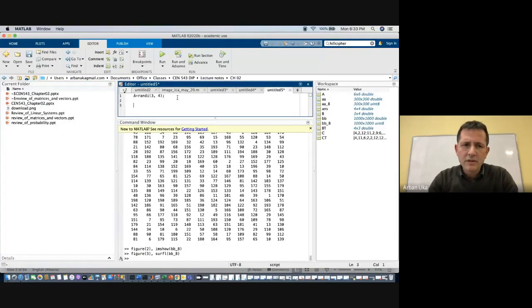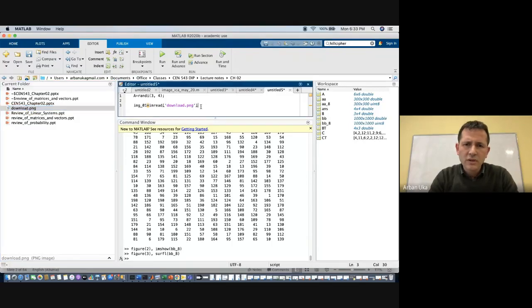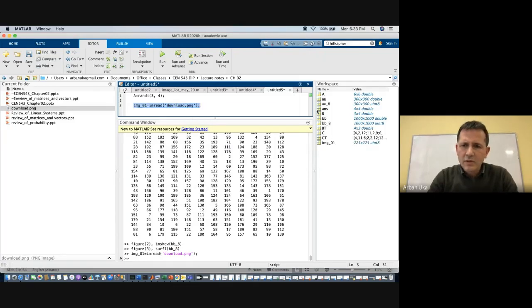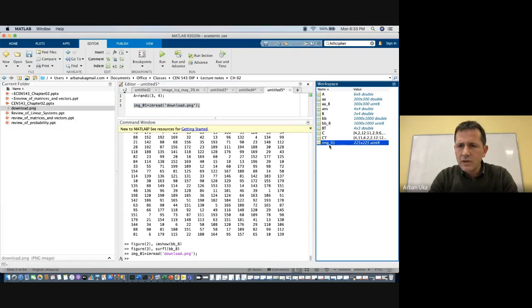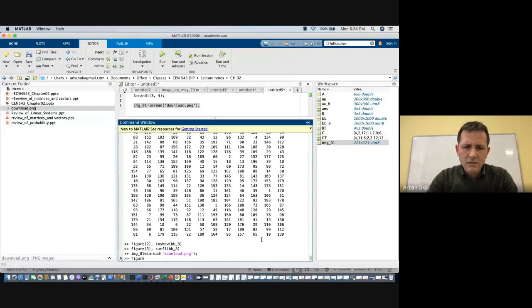So we can read this image. We can call this one image 01. This is equal to imread of download.png. So we just want to read this image whose path is in the same folder where we are working. So here we have img01. We just read this download.png, which was just a square, and as figure 4, we can write imshow.